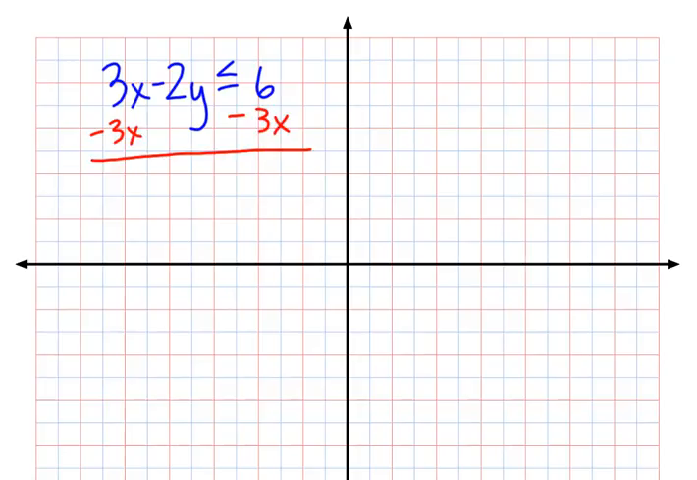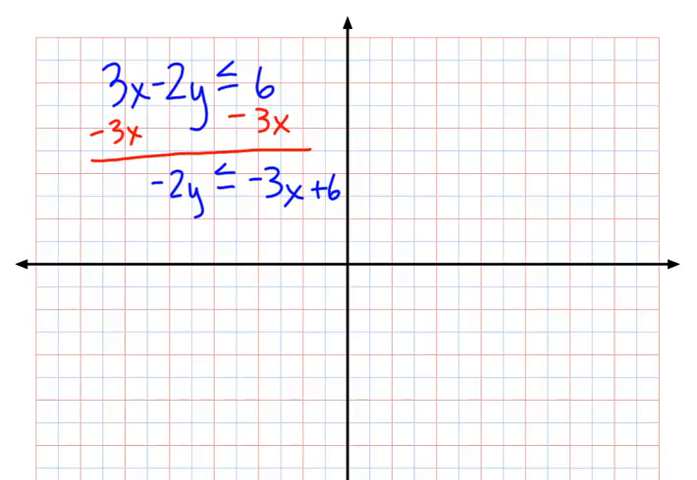Let's look at one more problem. It looks a little more complicated, but really is not. And that is 3x minus 2y is less than or equal to 6. Again, my first idea is to get y by itself. So I would subtract 3x from both sides, and I would have a negative 2y less than or equal to a negative 3x plus 6.